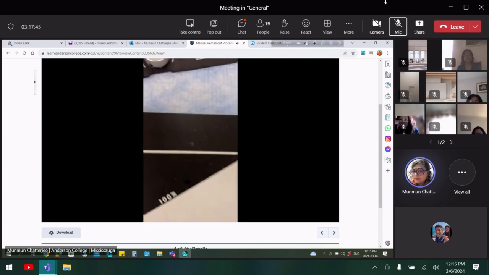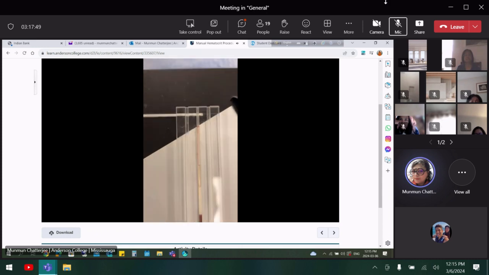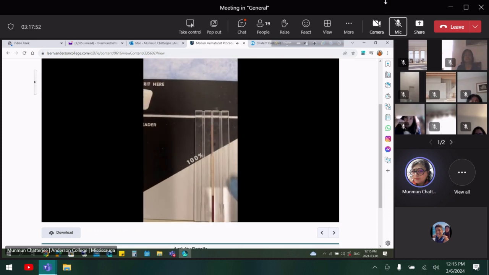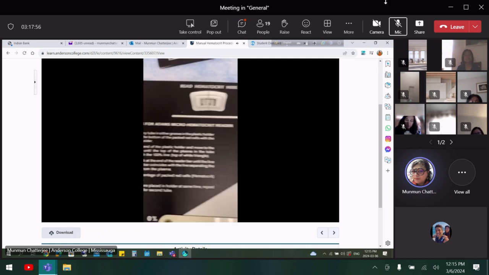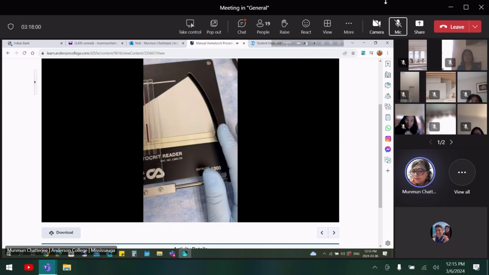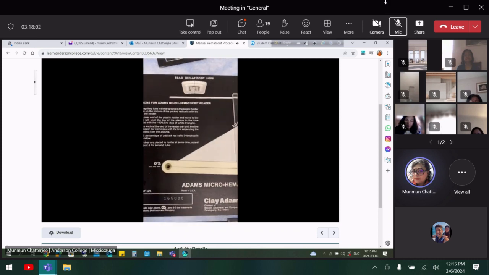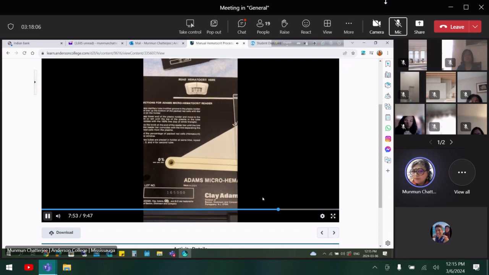So we need to find out where our plasma ends, and our plasma ends right here. So we move this all the way over till it coincides with that 100% line. Move the knob at the end of the reader bar, that would be this guy right here, until the line on the reader bar coincides with the line separating the packed cells from the plasma.